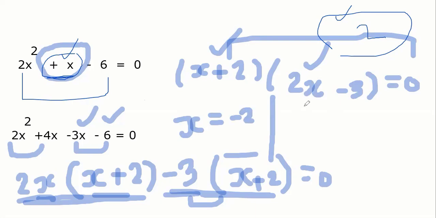Similarly, if 2x minus 3 equals 0, 2x equals 3, x equals 3 by 2. These are my roots or zeros of the equation. So we have to always differentiate between roots and factors. If somebody asks the factors of the equation, you will say x plus 2 and 2x minus 3. When somebody asks what are the roots of the equation, you will say x equals minus 2 and x equals 3 by 2.